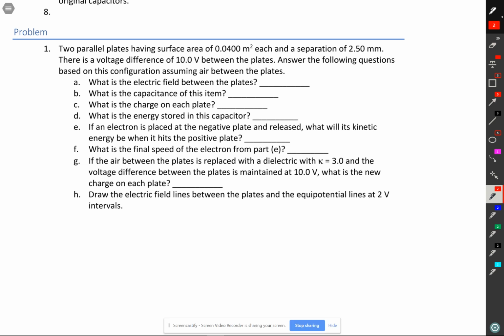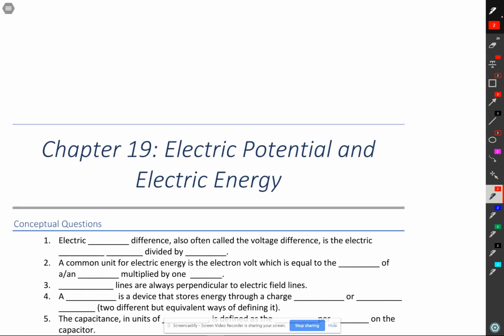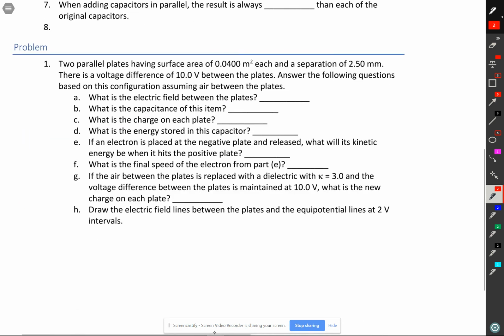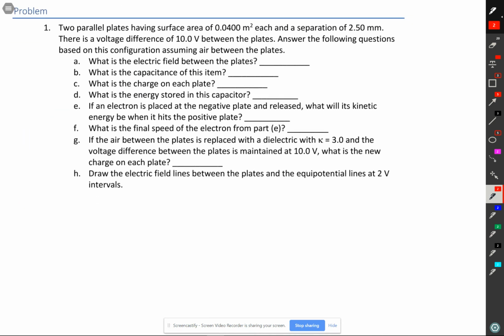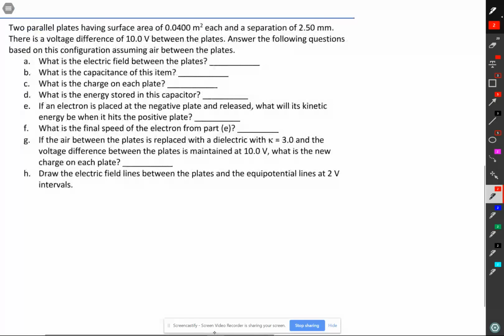Okay, looking at the Chapter 19 Electric Potential and Energy worksheet. Once again, I only put one problem here, but it's got many parts. We have two parallel plates having surface area of 0.0400 meters squared each and a separation of 2.50 millimeters.